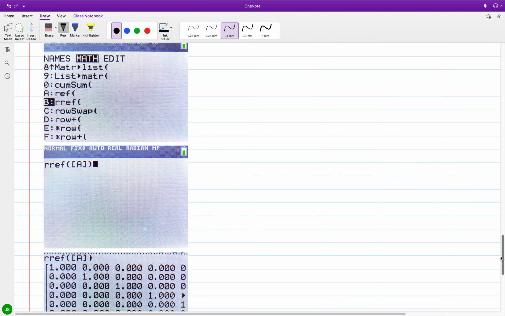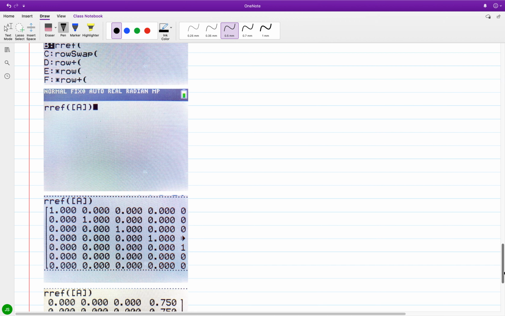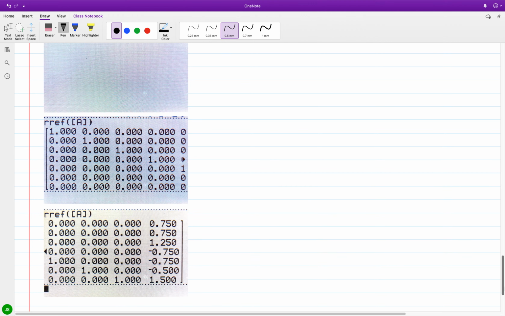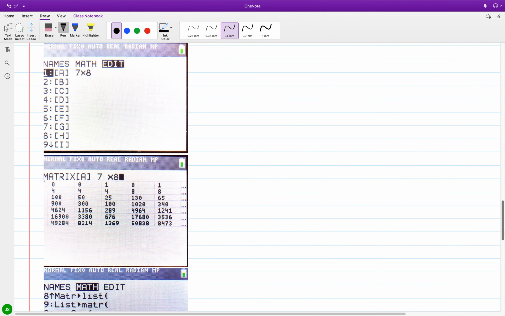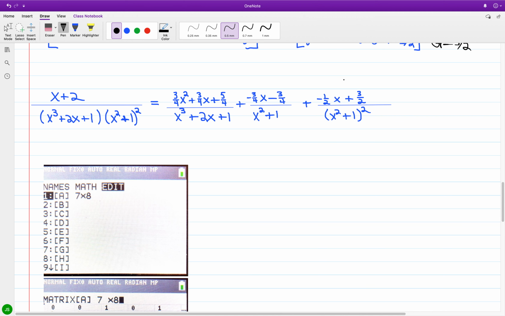And in this case, you have reduced row echelon form, so you have 1s running diagonally. And at the very end, you have the decimal values: 3/4, 3/4, 5/4, negative 3/4, negative 3/4, negative 1/2, and 3/2. And that is from which we have the partial fraction decomposition results.